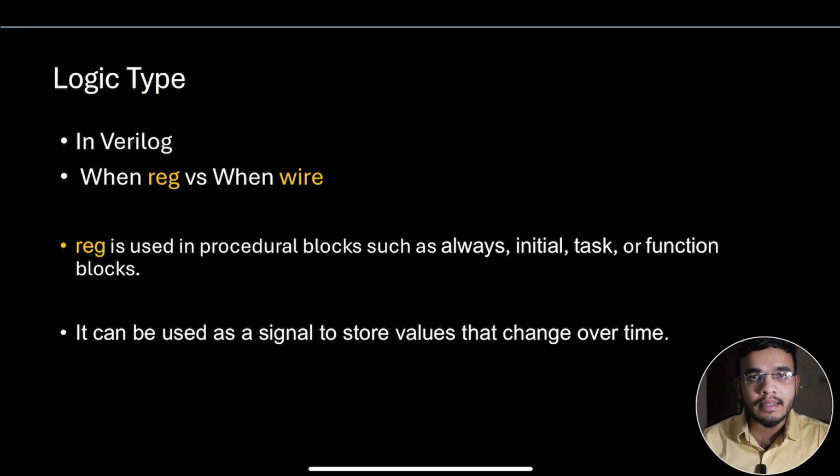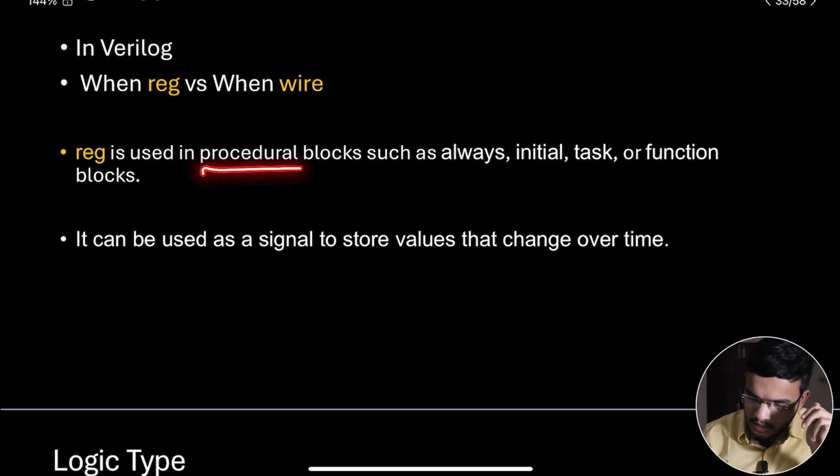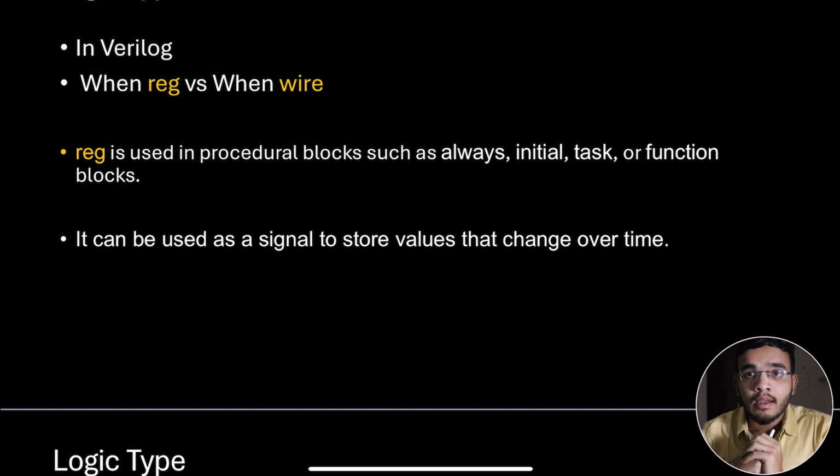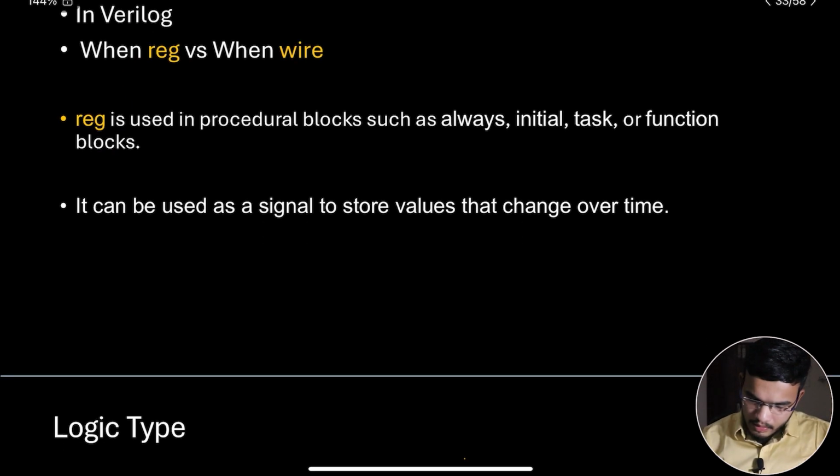The first one we will be discussing is the logic type. In Verilog we have two popular constructs called reg and wire. So when to use reg and when to use wire? Reg is used in procedural blocks such as always, initial, task and function blocks. Like in Verilog, this classic reg is used to drive continuous assignments, gates and certain modules in addition to being a variable. So it can be used as a signal to store values that change over time.